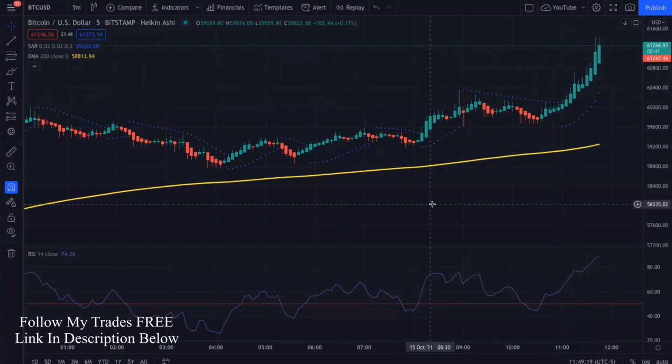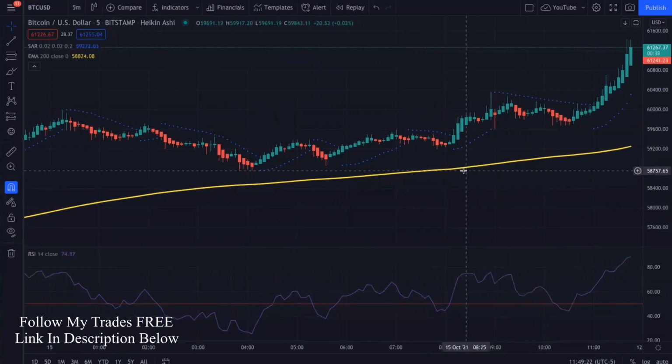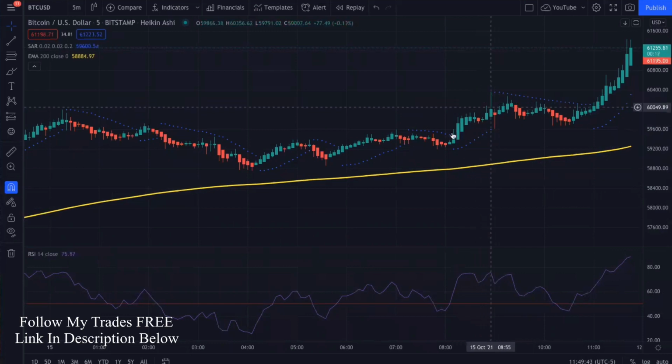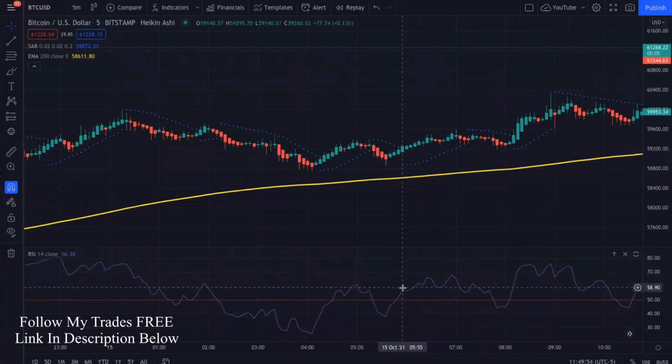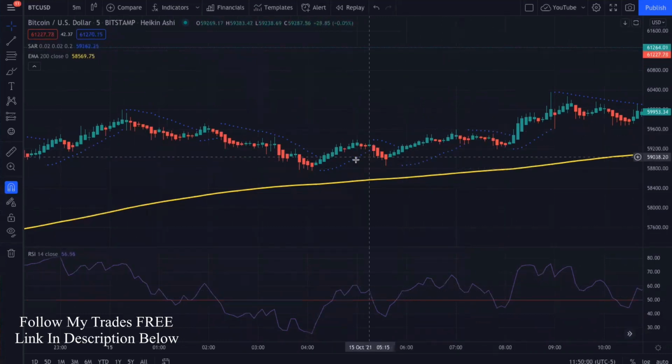All right. Let's look at another example. There's another example right here. The parabolic SAR shifts over to below, right? RSI is above the 50 level. There's no tail below the Heikin Ashi candle. So you get in over here, you enjoy a little bit of a ride until it shifts again. Same thing here. When you're above the 200 EMA, it shifts below, you've got no tail below the Heikin Ashi candle, RSI is above the 50, and you enjoy your profits, right?